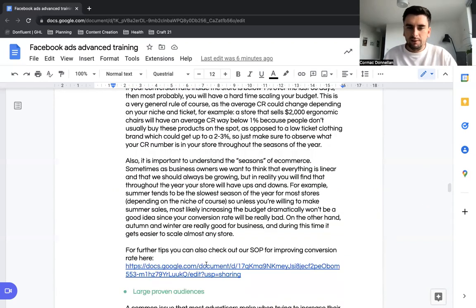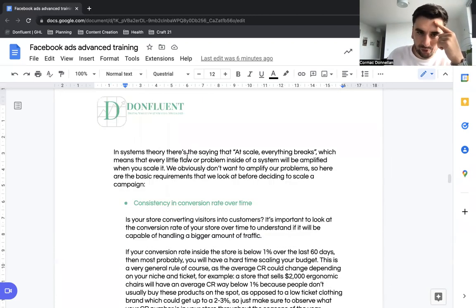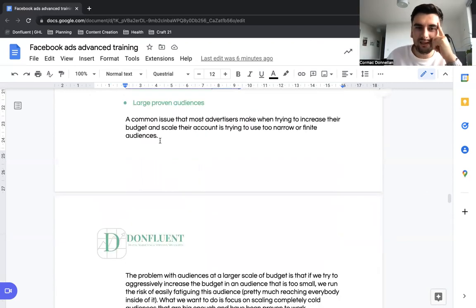So the SOP for improving conversion rate, I can send that over to you after if you want, just remind me. So that's the first one when it comes to what you're looking at before you scale, which is conversion rate, consistent conversion rate. Second is a large proven audience.